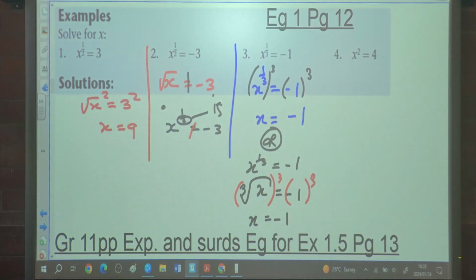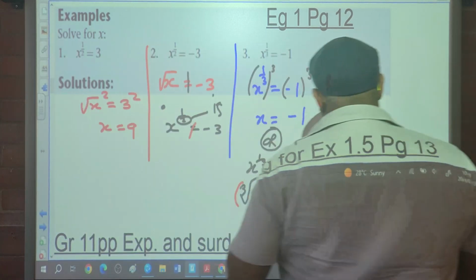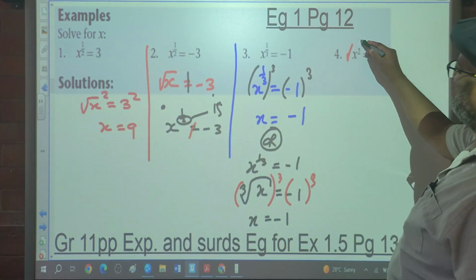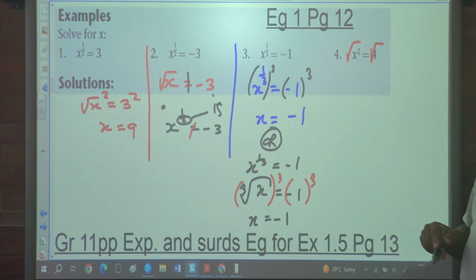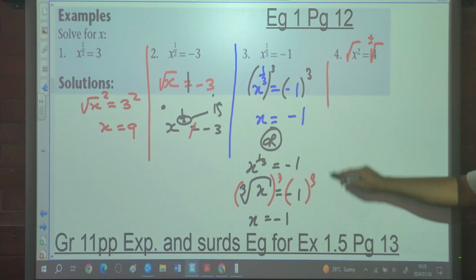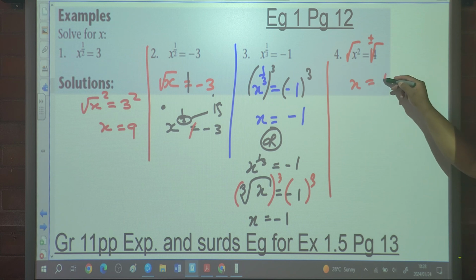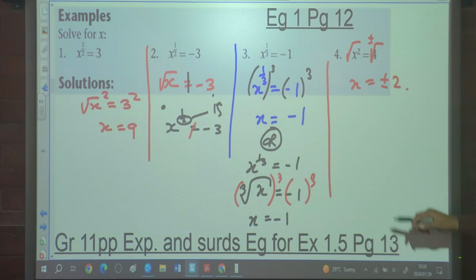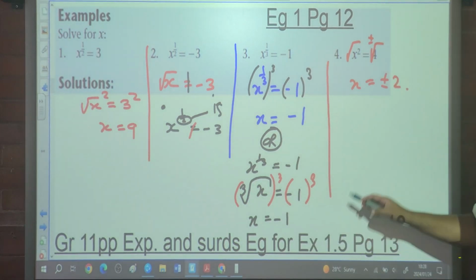Alright, so let's look at the next one. x squared is equal to 4. Square root both sides, he says. Not so? Square root both sides. If I introduce the square root, what must I not forget? Plus minus. Always, no? Any even root, if I take it, is going to be plus minus. So x is equal to? Plus minus. Okay.